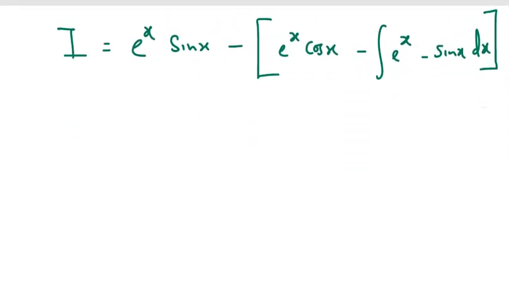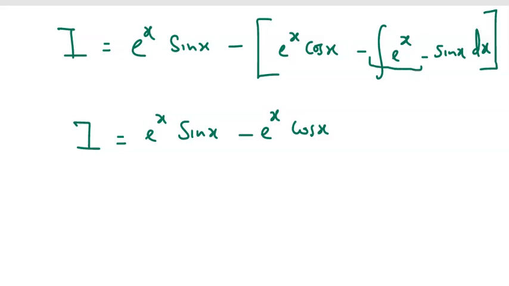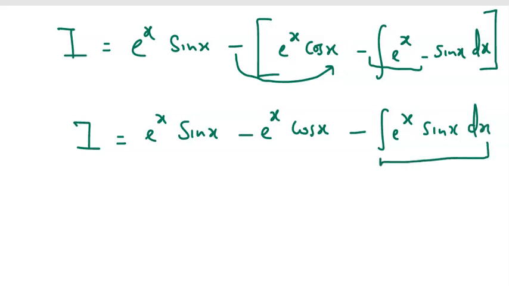From here we simplify, so we have I is equal to e raised to the power of x multiplied by the sine function of x minus e raised to the power of x times the cosine of x. Remember that here we have plus, but with this negative outside, it's going to be minus the integral of e raised to the power of x times the sine function of x dx. Did you find out something really cool? That this is our I.